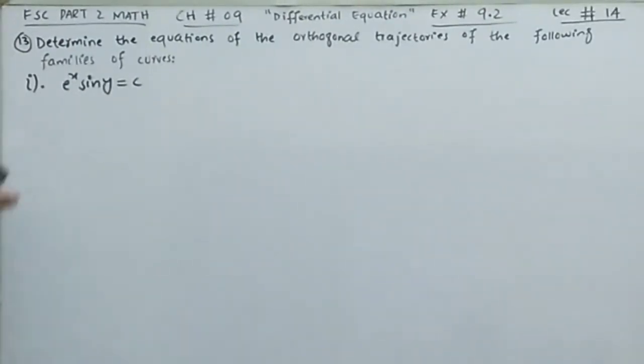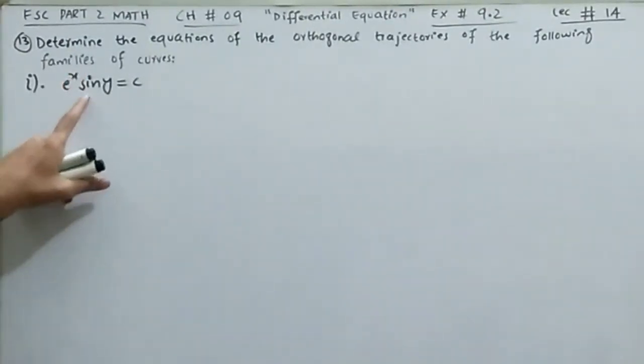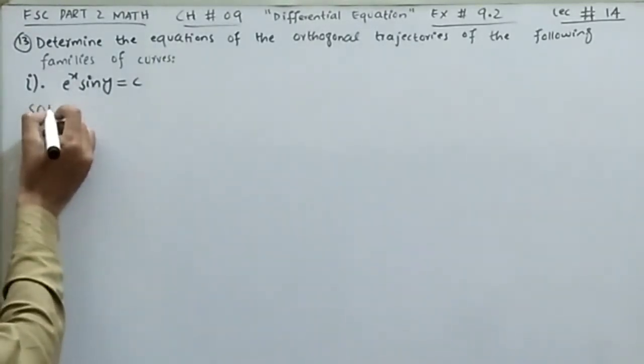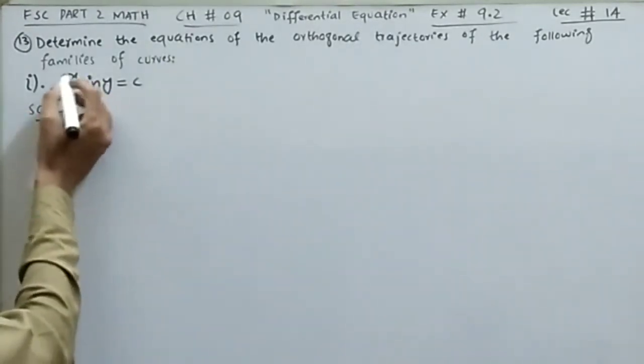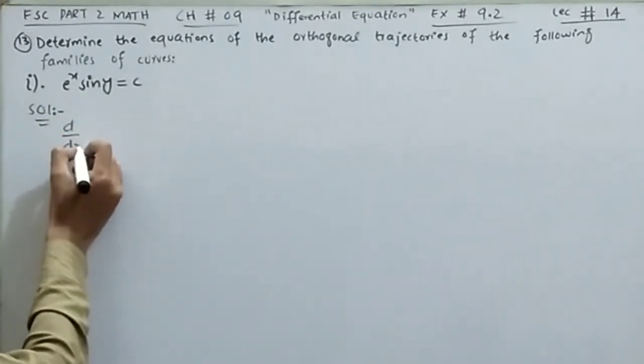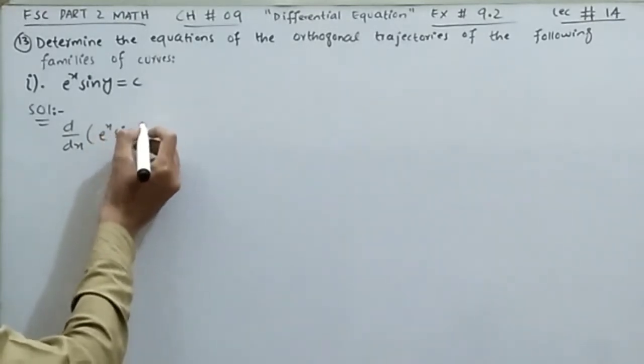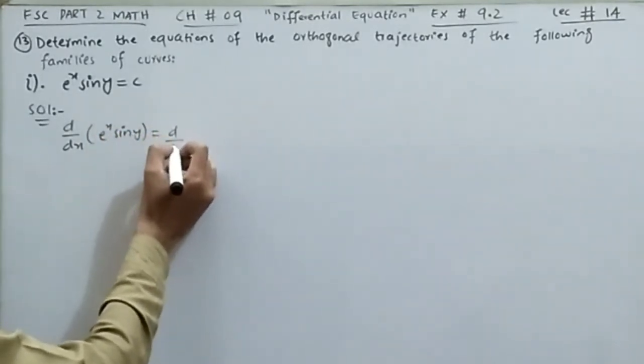Now let's understand part number i. e power x into sine of y is equal to c. Move to the solution. Taking the derivative of both sides with respect to x, d by dx of e power x into sine of y is equal to the derivative of c with respect to x.